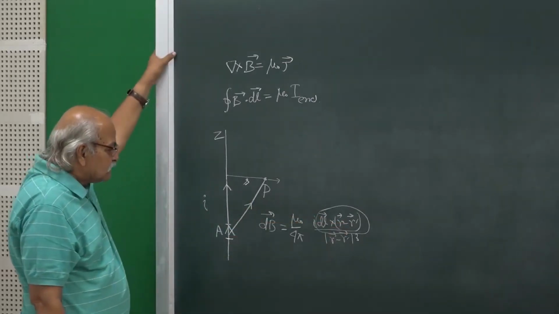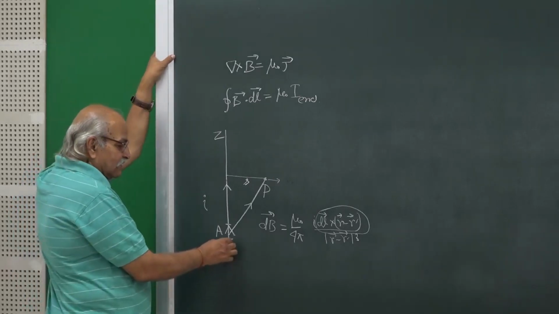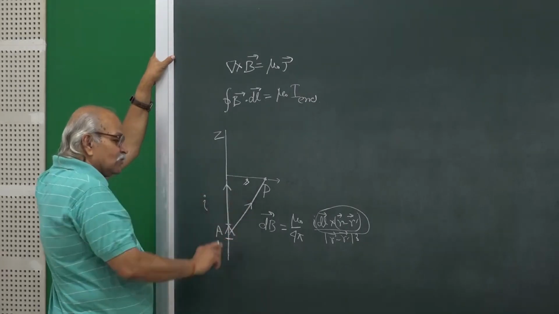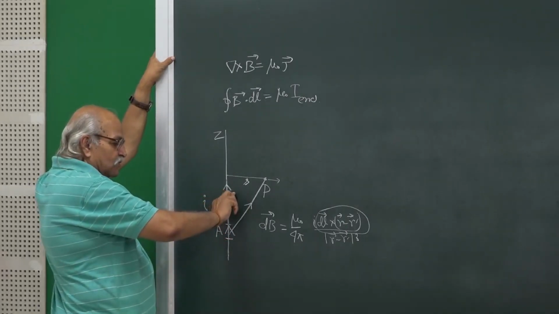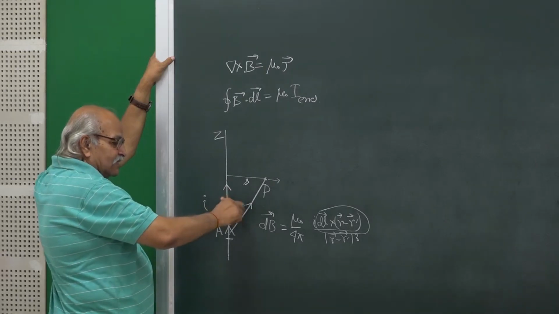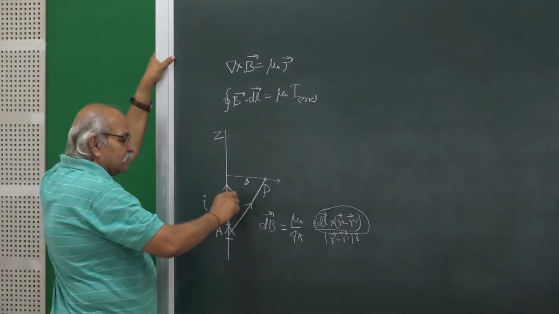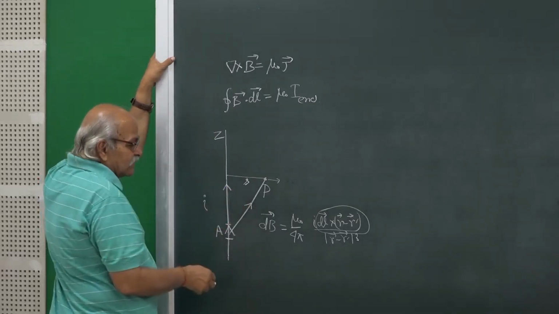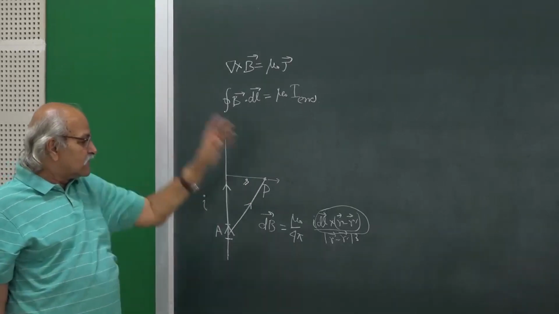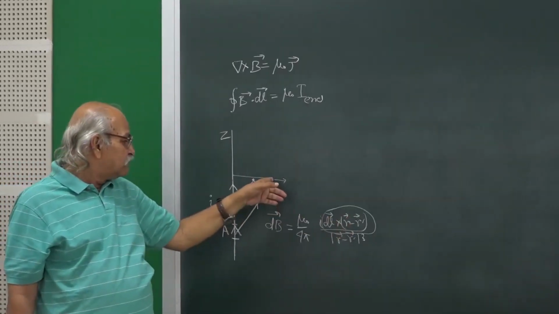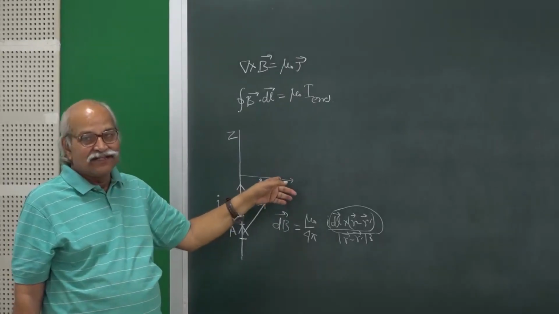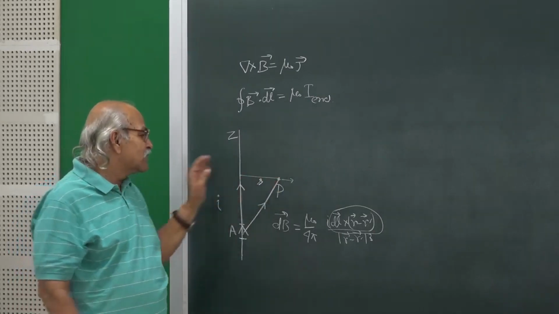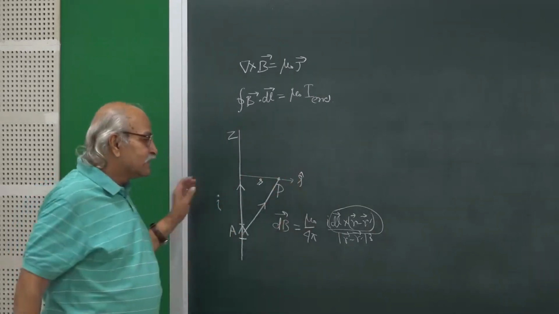So what we have to do is take the cross product. One vector is this way, another vector is this way. You turn the first vector towards the second vector, and you can see that we are going inside, so the direction of this cross product is perpendicular to the board and going inside. And remember, this is the s cap direction.